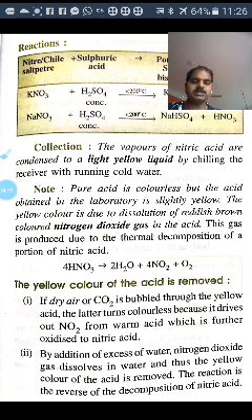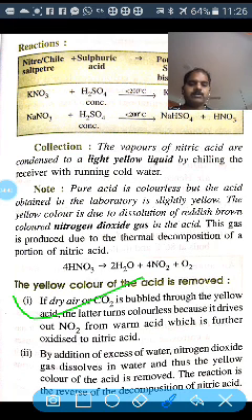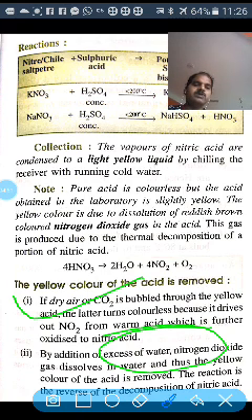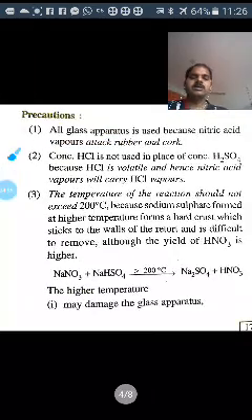These processes are as follows. If we pass dry carbon dioxide gas through it, then it will take away the nitrogen dioxide present in it. We can even add excess of water. Adding excess of water will convert this nitrogen dioxide to nitrous acid, and in this way it will be removed.